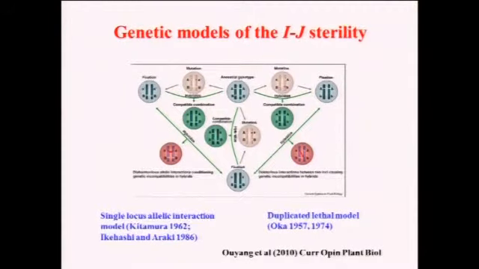So one is called the duplicated lethal model. That's where alleles interact unfavorably to reduce fertility. The other is the single locus allelic interaction model. So that could be the interactions of alleles at a single locus generating a negative interaction to reduce fertility.